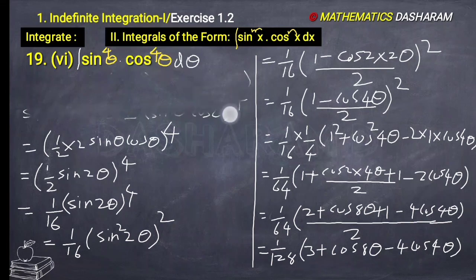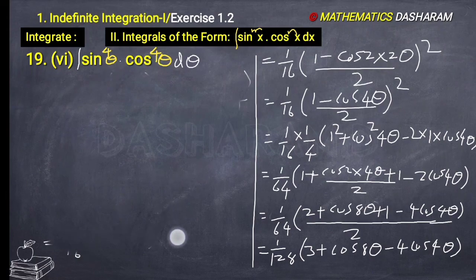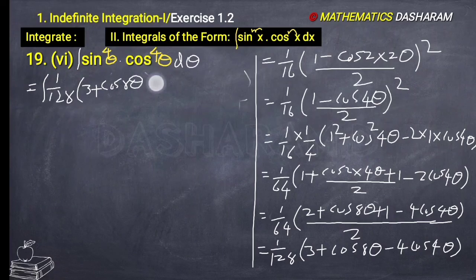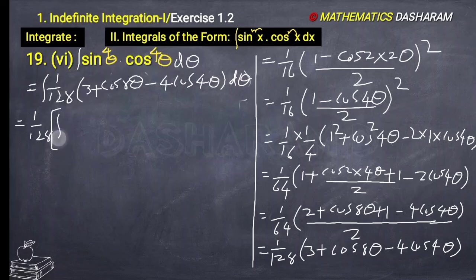So integration here is equal to the integration of 1 by 128 bracket of 3 plus cos 8 theta minus 4 into cos 4 theta d theta. So 1 by 128. Now apply the integration for each term separately.